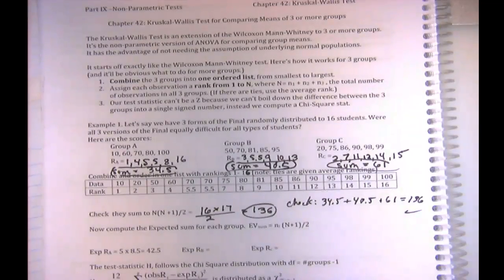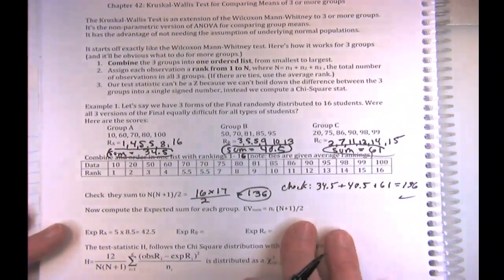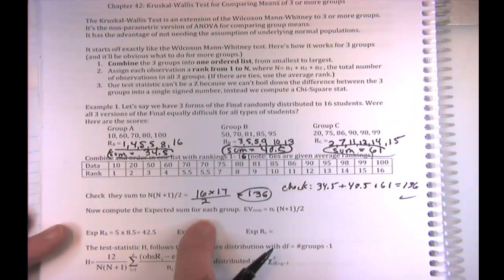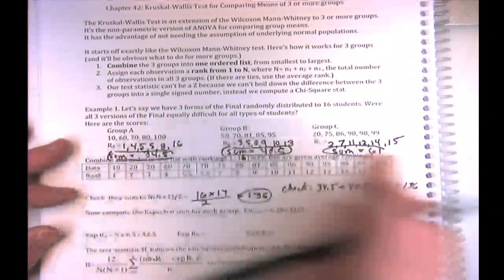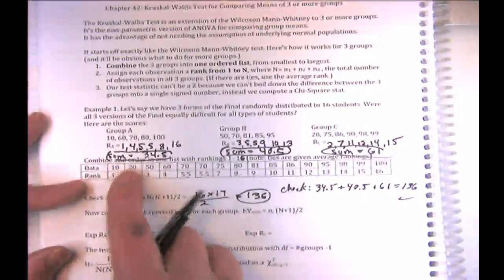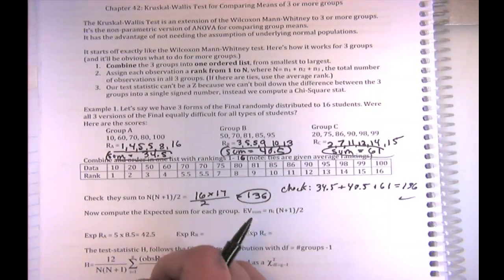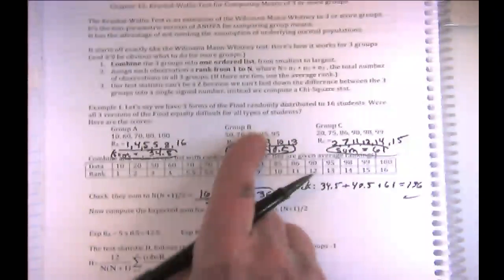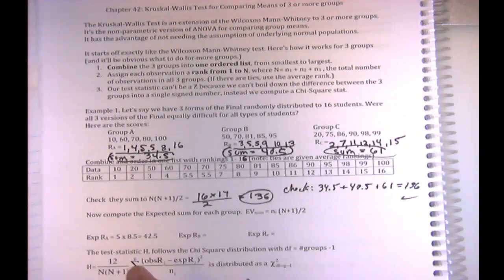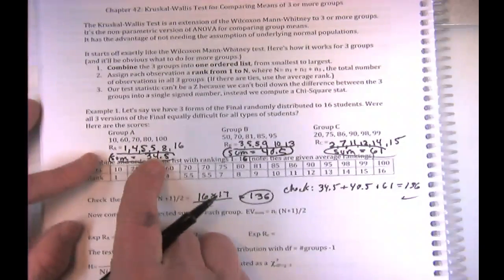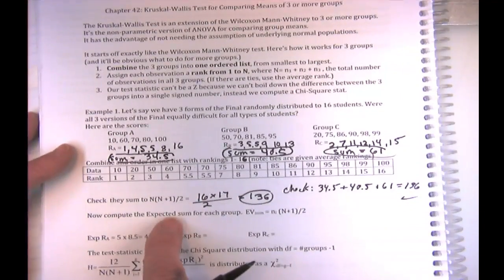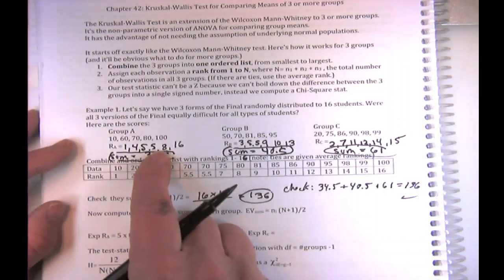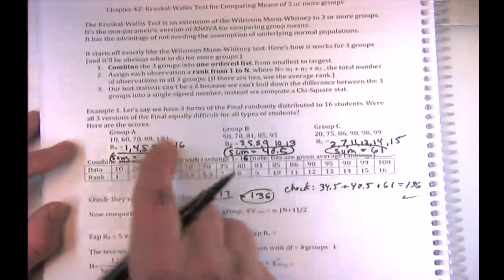So again, nothing new so far. How do you think we're going to compute the expected sum for each group? Remember how we do that. Since the null hypothesis is that these three groups were formed just by random division of the integers between 1 and 16 into groups of 5, 5, and 6, you wouldn't expect any group to be either above or below average. So the expected value for each group is just the average times the number of elements in that group, the sample size of each group.